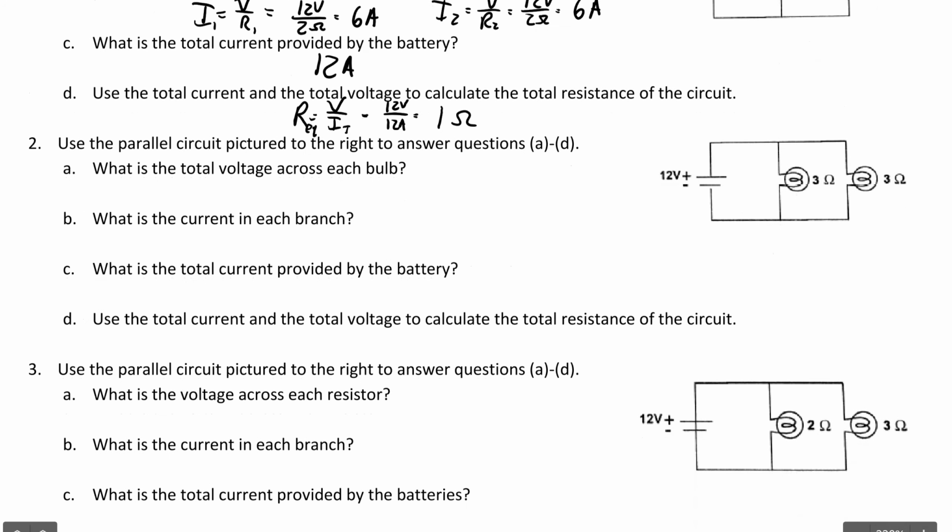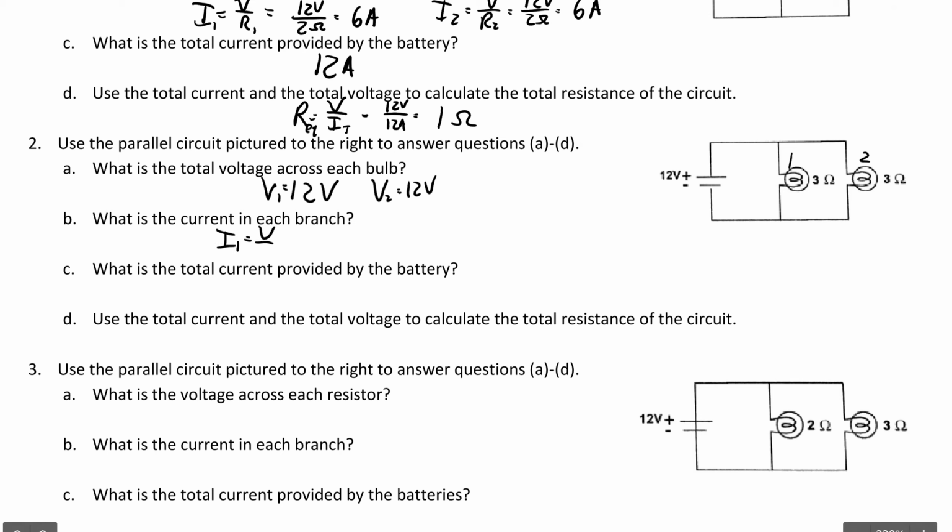Okay, number 2 says, what is the total voltage across each bulb? So it's reminding you that the voltage is the same everywhere. So you could say V1 equals 12 volts and V2 equals 12 volts. And this is bulb 1 and bulb 2. All right, and what is the current in each branch? So we're going to do the same thing.